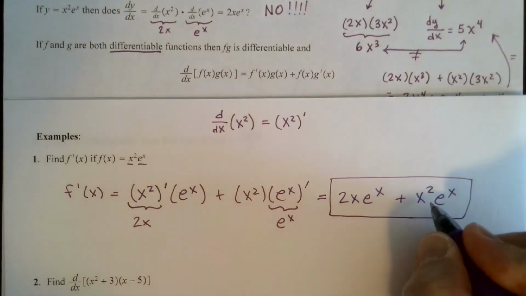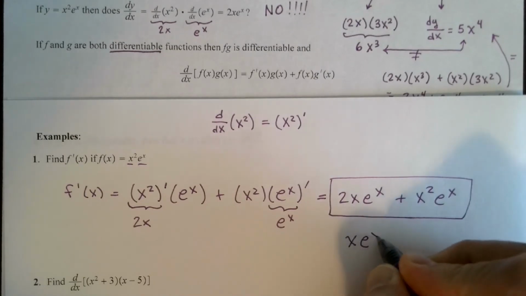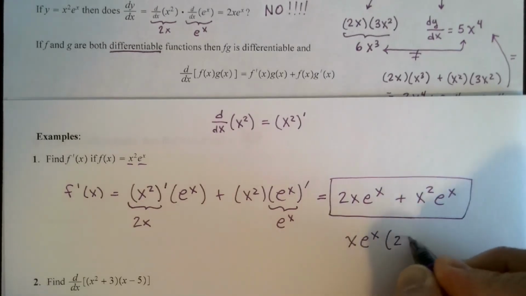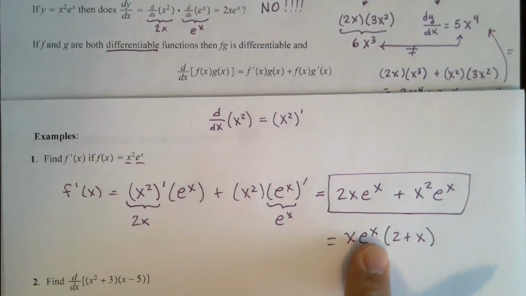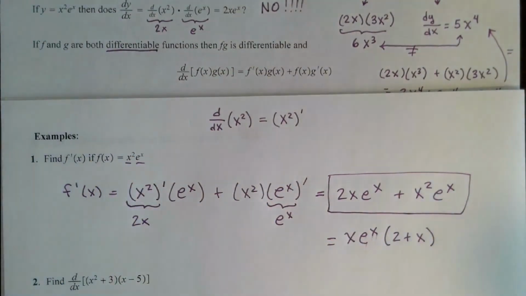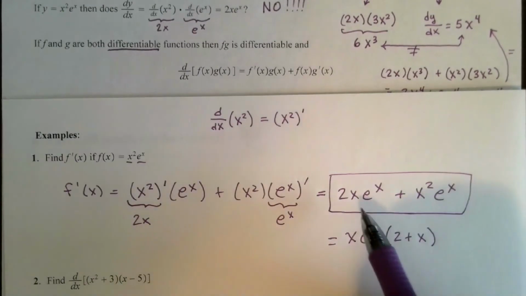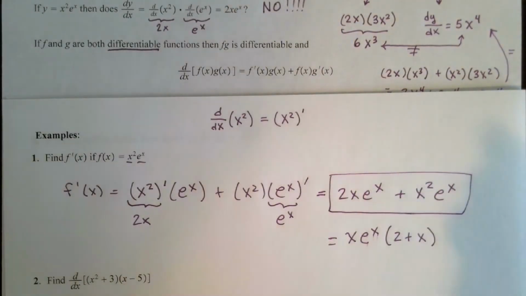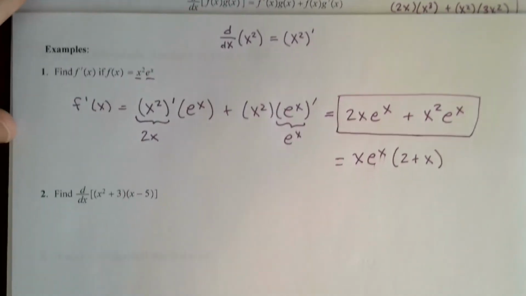If you want to, you could have factored out an x and an e to the x here, leaving me 2 plus x. We don't have to do that right now. You can imagine if we're trying to solve for when the derivative is equal to 0, then factoring would come into play. But right now I'm happy to just get to this boxed answer. No need to proceed any further than that.